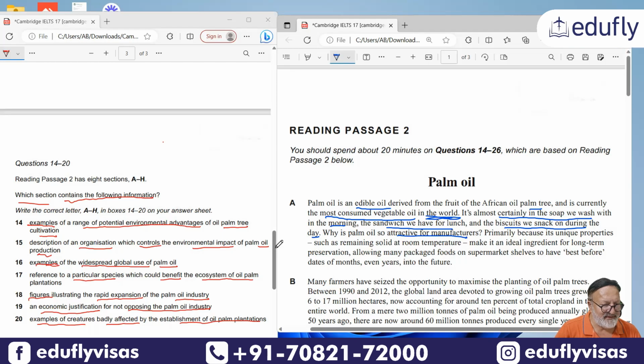So let us straight away go to this because we have got examples of the widespread global use. So use is in all these things, okay, of palm oil. So this appears correct, this answer. So we should mark this as A. So if you remember a little about your keywords here, then it's easy to get the answers.